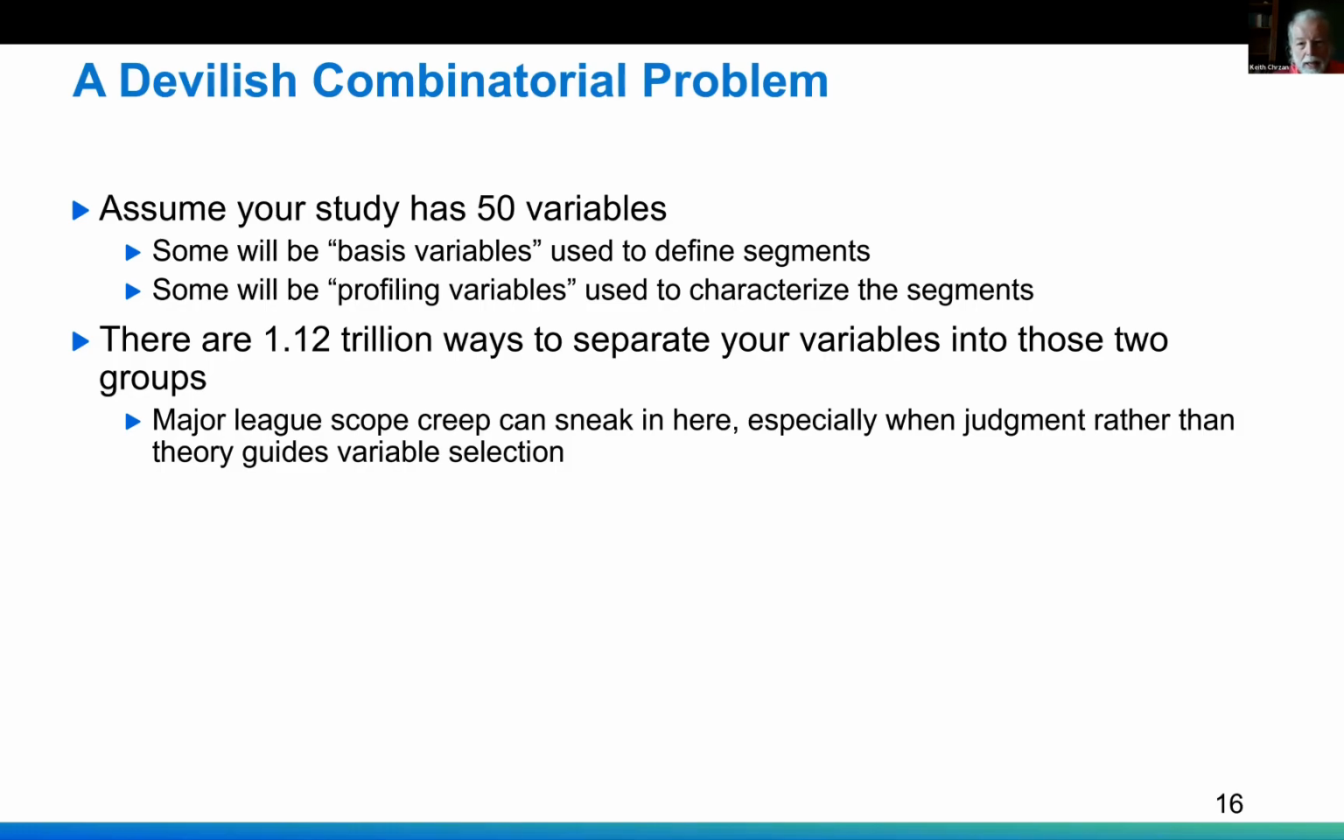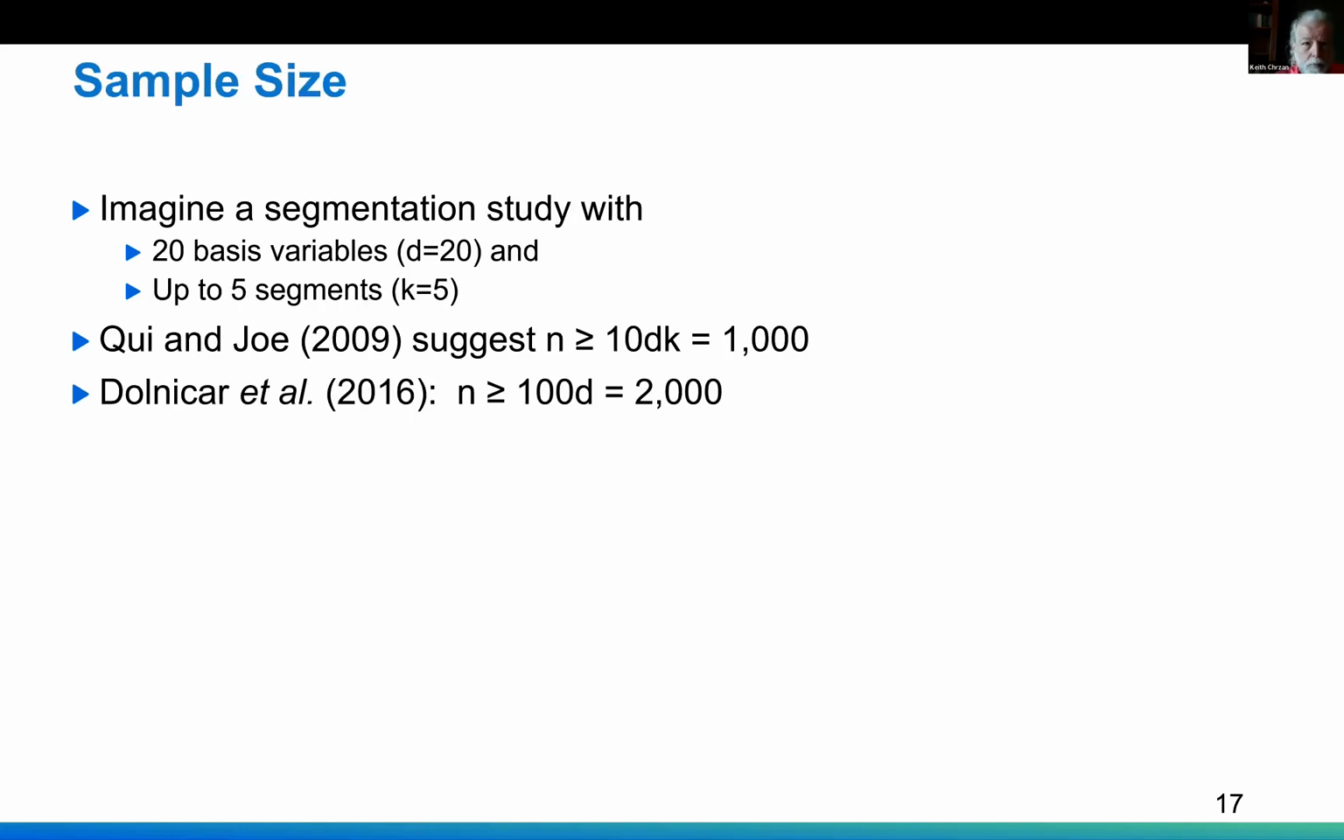So maybe the client says, well, let's try segmenting on variables x1 through x20. And if they don't like the solution, well, let's try x1 through x10 and x30 through x37. And if that doesn't work, well, we've got lots and lots of other combinations to try. I've gone through this cycle of trying to pick basis variables. I think my record with a client was about 22 times cycling through this, trying to find the right set of basis variables. So this can be a really annoying problem.